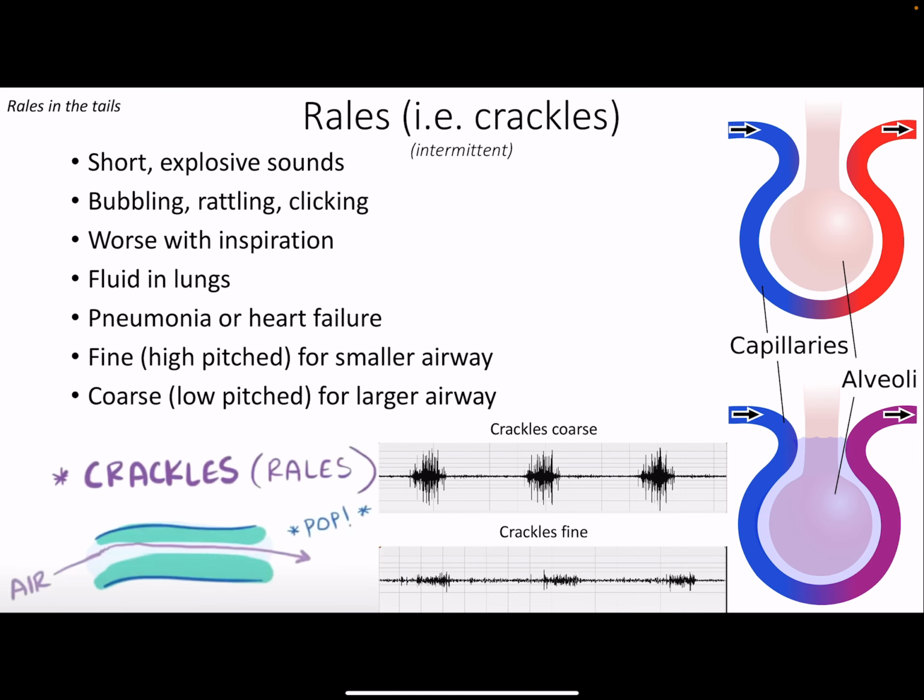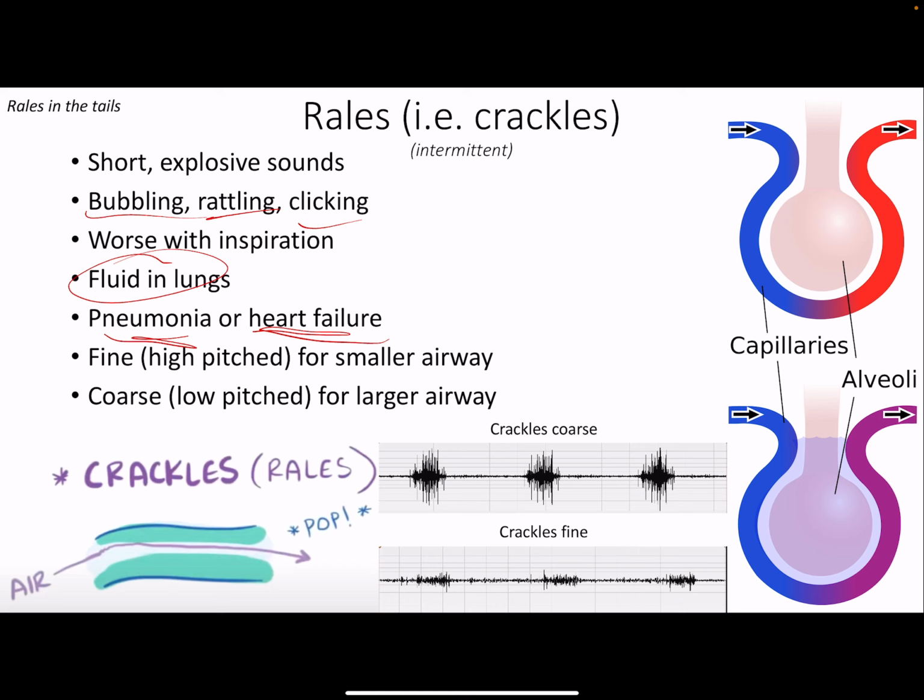All right, rales and crackles. It's going to be a little bit more short and explosive. Crackles really is a good name for it: bubbling, rattling, clicking. It's going to be worse with inspiration. This is when you have fluid in the lungs, pneumonia, also heart failure, specifically left-sided heart failure. We have two different types: high-pitched, kind of like the wheezing, and coarse, low-pitched, kind of like the rhonchi.